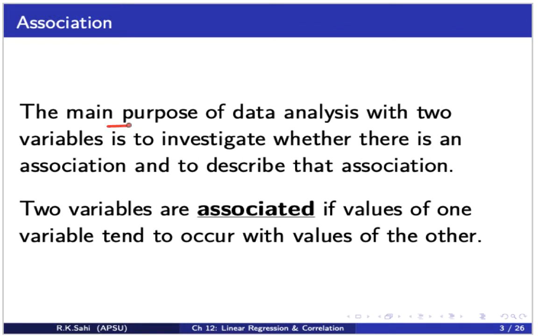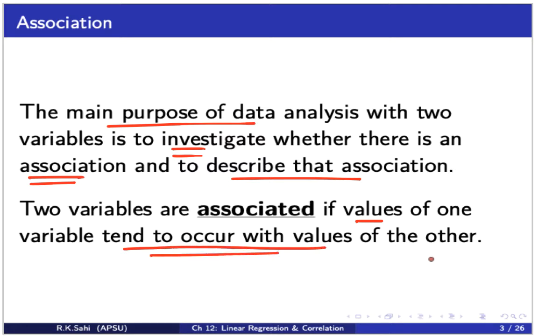One of the main purposes in data analysis with two variables is to investigate whether there is an association between these variables, and can we describe that association? So we say two variables are associated if values of one variable tend to occur with the values of the other variable. So now let's look at some examples with association.